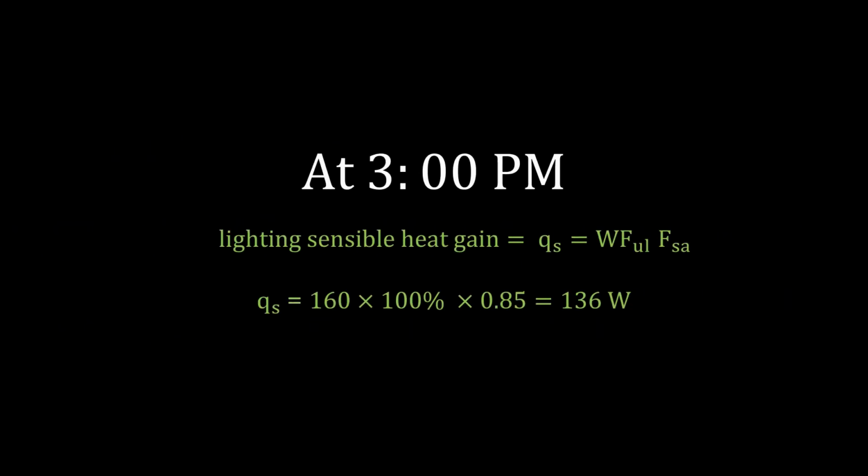Therefore, the lighting sensible heat gain at 3 p.m. is equal to W times FUL times FSA, which is equal to 160 times 100% times 0.85, and that will give us 136 watts.